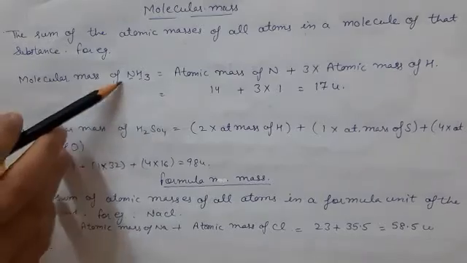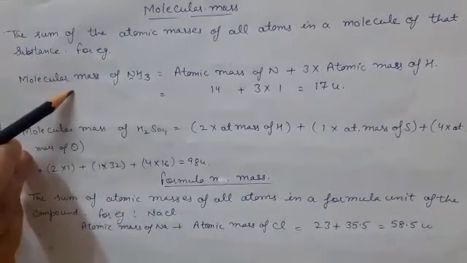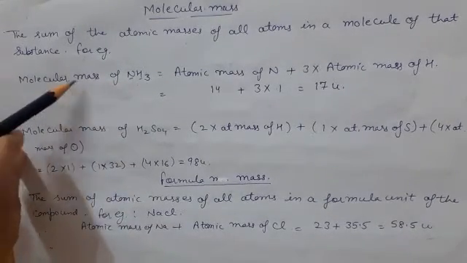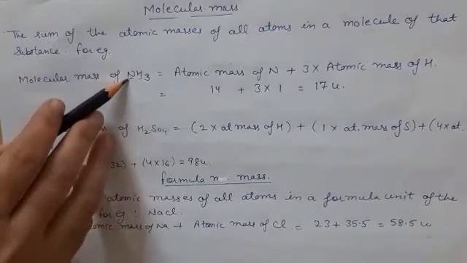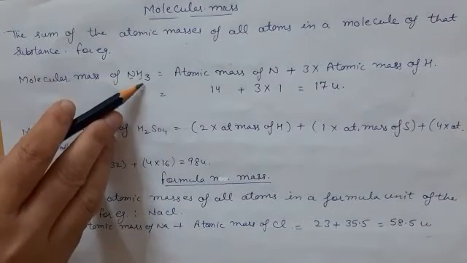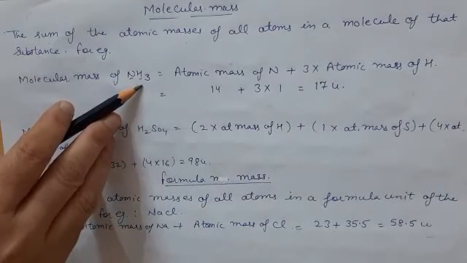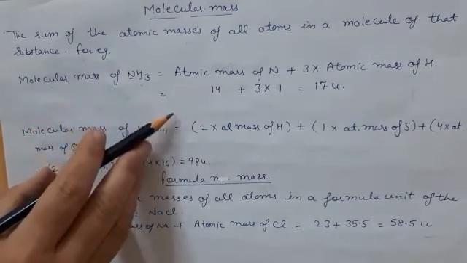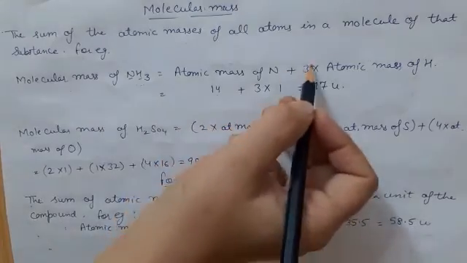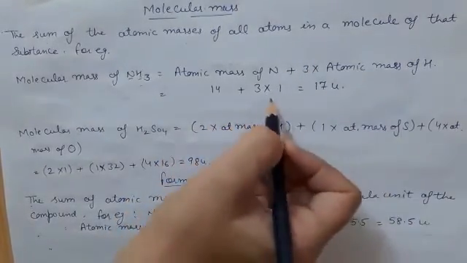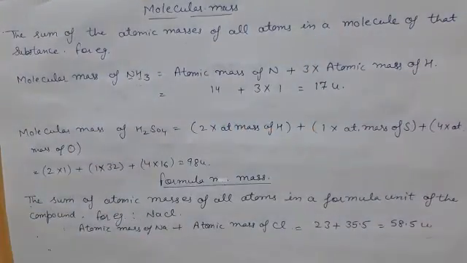In the case of ammonia, we will find the molecular mass of ammonia, NH3. We know it consists of 1 atom of nitrogen and 3 atoms of hydrogen. The atomic mass of nitrogen is 14 and the atomic mass of hydrogen is 1.